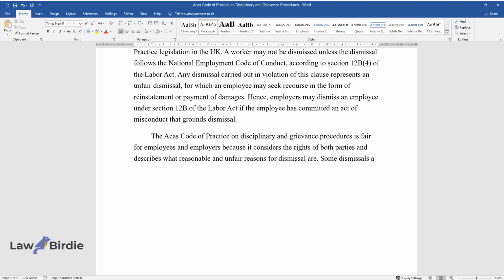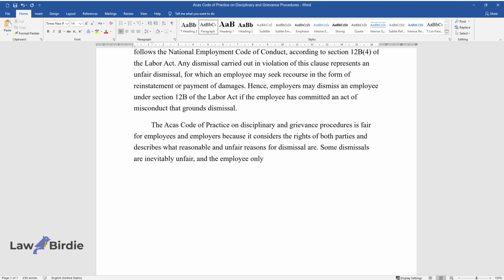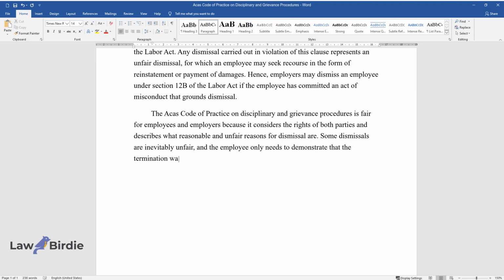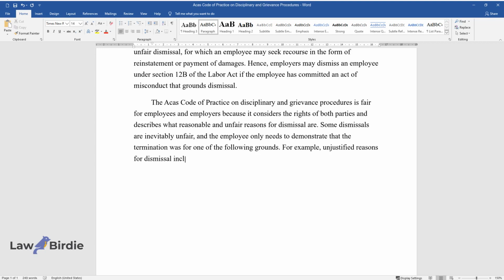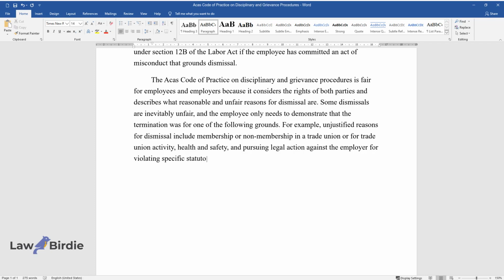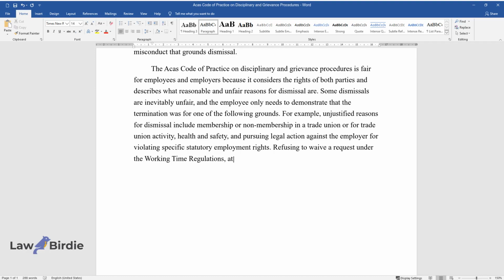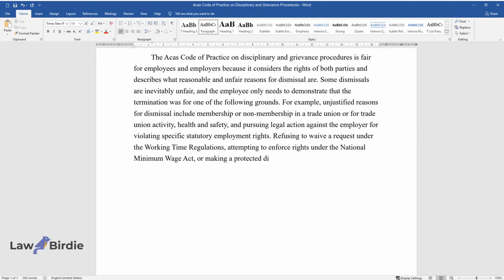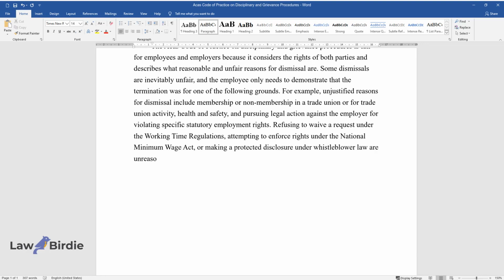Some dismissals are inevitably unfair, and the employee only needs to demonstrate that the termination was for one of the following grounds. For example, unjustified reasons for dismissal include membership or non-membership in a trade union or for trade union activity, health and safety, and pursuing legal action against the employer for violating specific statutory employment rights. Refusing to waive a request under the Working Time Regulations, attempting to enforce rights under the National Minimum Wage Act, or making a protected disclosure under whistleblower law are unreasonable justifications for terminating a worker.